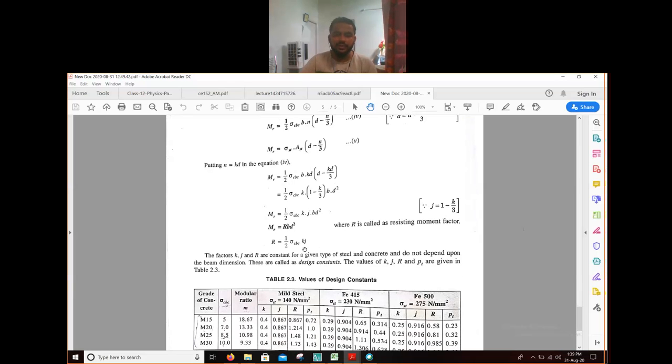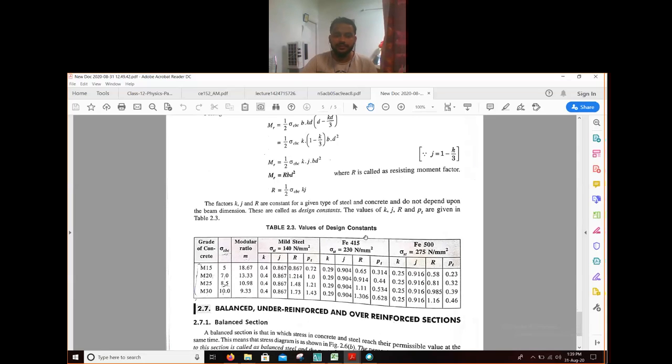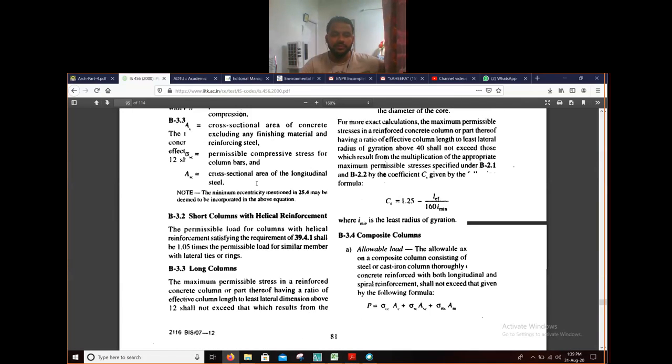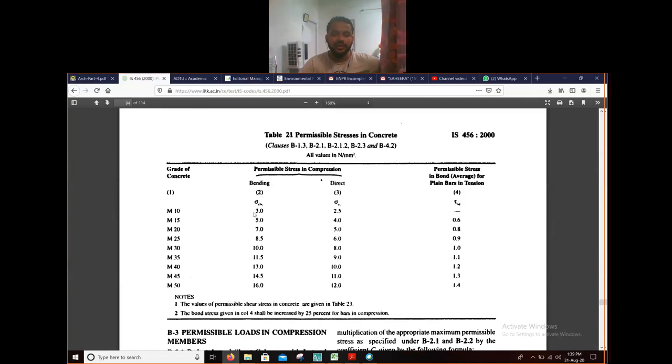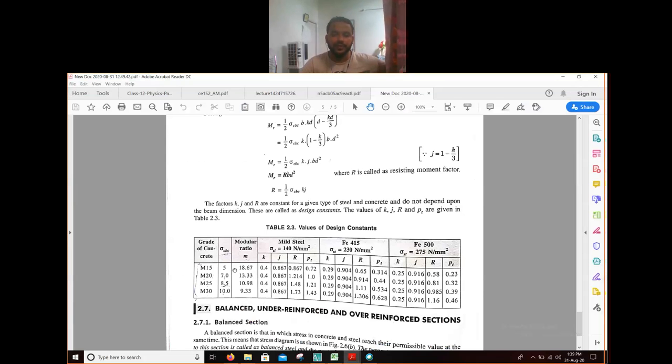So let us see this one. Now there is a table. In the last class I told you how to find out the value of sigma cbc. I told you if M20 grade of concrete is given, from table number 21 you can find out the value of sigma cbc. See, sigma cbc is 7. So if you get the value of sigma cbc, you can find out the value of m. I am considering say M20.